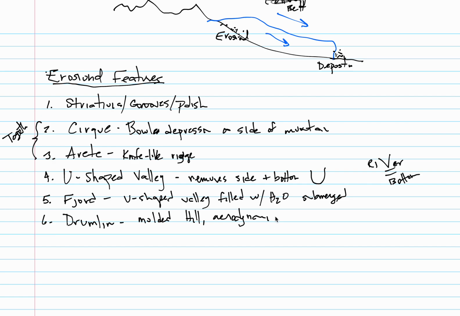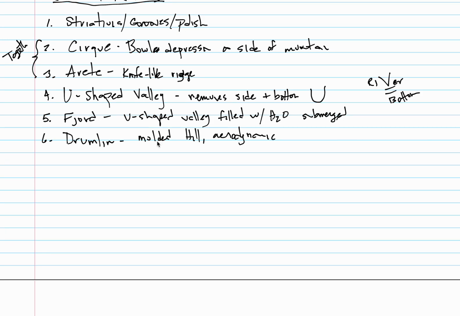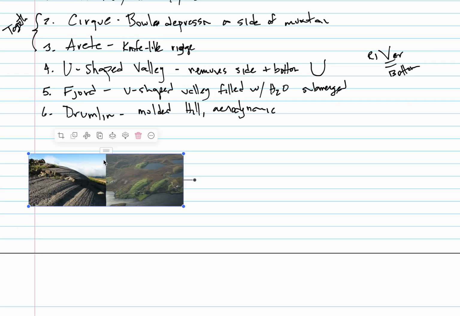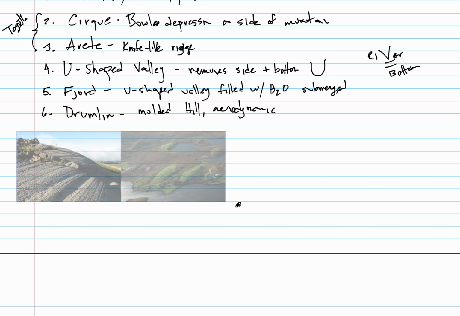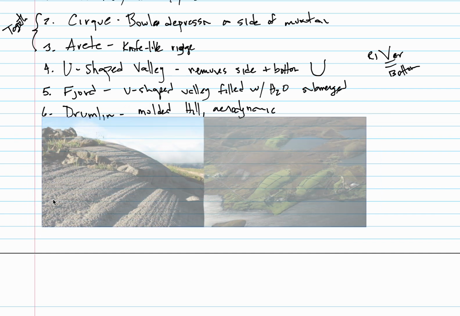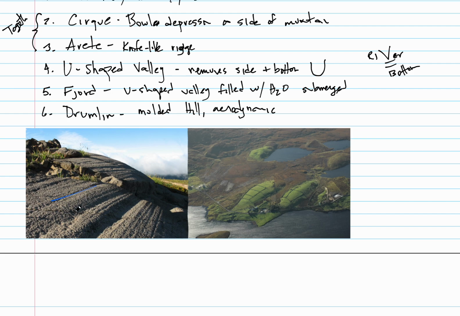Now you can look up any single one of these words on Google Images and find really neat pictures, or Wikipedia. I'm just going to insert some right now to give you a chance to see them, and then we'll move on. So here in this first picture, we've got grooves and striations. Grooves and striations carved by ice just grinding away over the surface. The ice is gone, but the evidence is there.